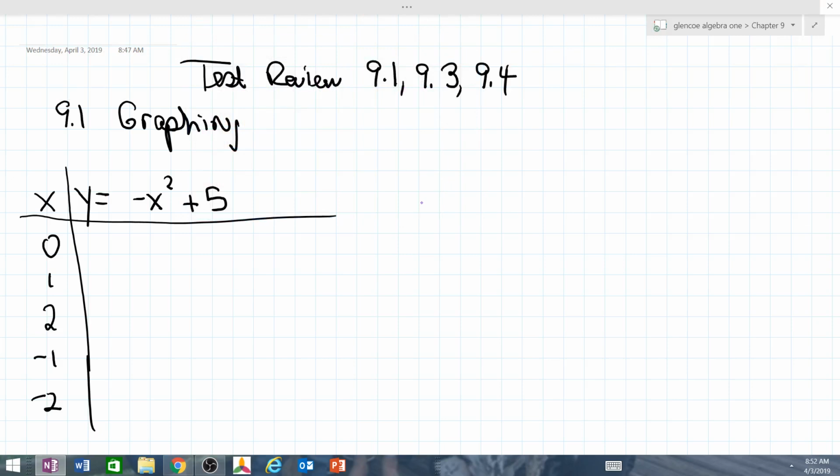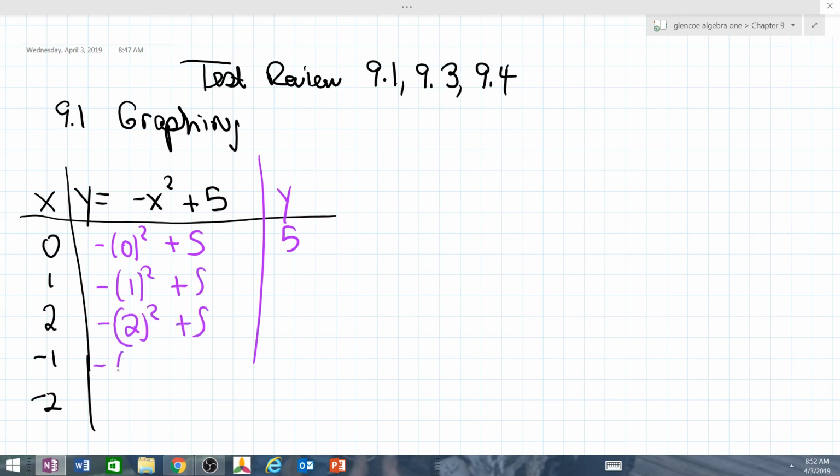Excuse me, positive 5. So this would be negative 0 squared plus 5, which would give me a y value of 5. When we put 1 in, 2, negative 1, and negative 2. Please remember when you're placing a number in for the x squared to put it in parentheses. And those are our coordinates that we would graph.